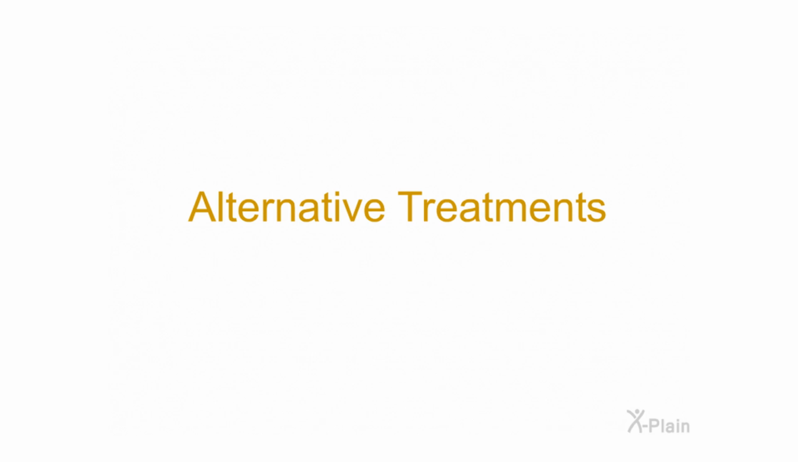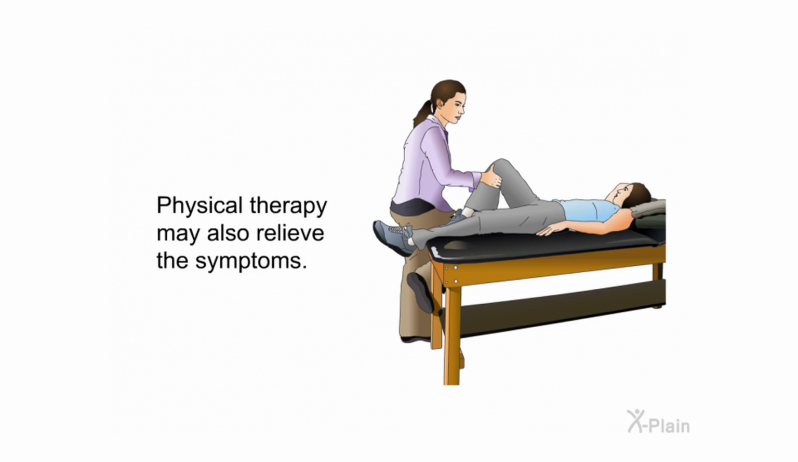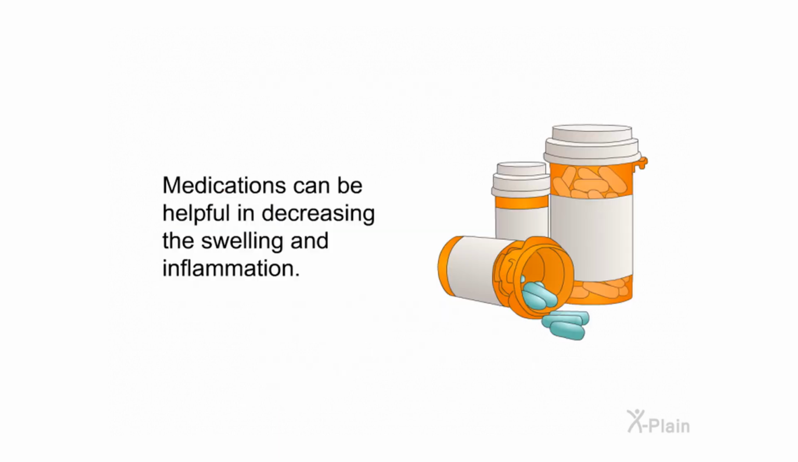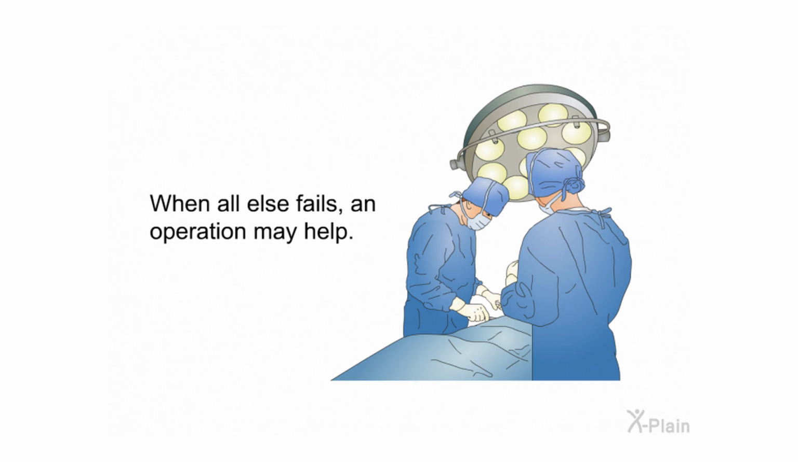Alternative treatments. Use of a lumbar corset may help with the symptoms. Physical therapy may also relieve the symptoms. Traction could also be used. Medications can be helpful in decreasing the swelling and inflammation. Some of this medication may be injected directly around the nerve in the spine. The medication can also be placed inside the facet joints. When all else fails, an operation may help.